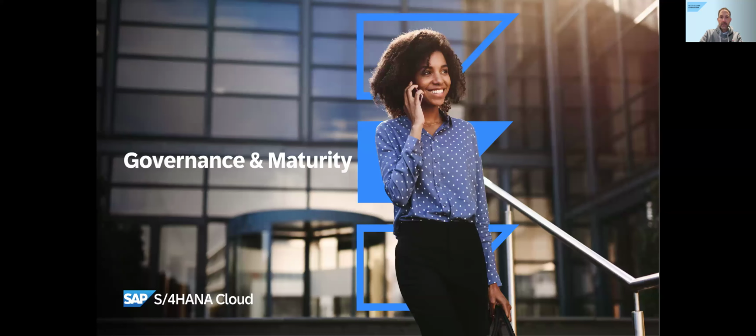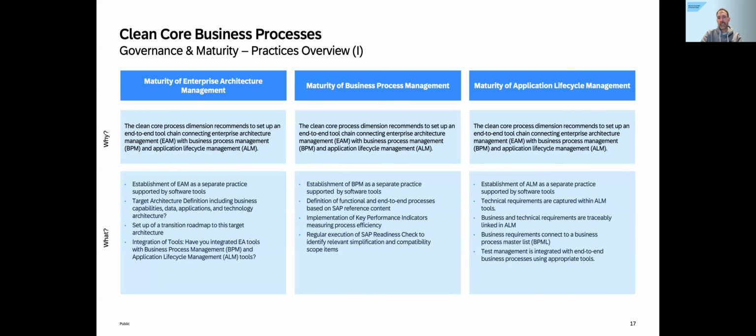So let us look at governance maturity for the processes. As you've seen on the previous slide, on the house slide, we have what we call different practices. In order to achieve a clean core business process, there are certain practices we want to assess that an organization has to build up. And the first one is the maturity of the enterprise architecture management.